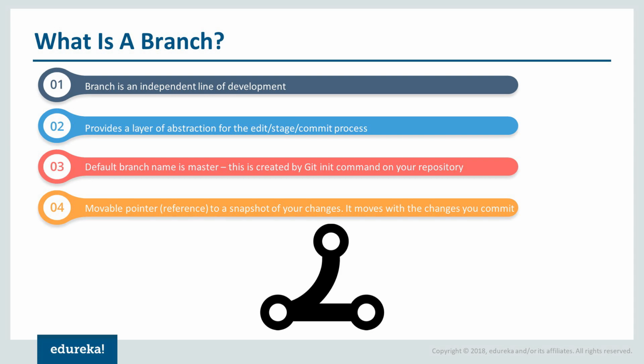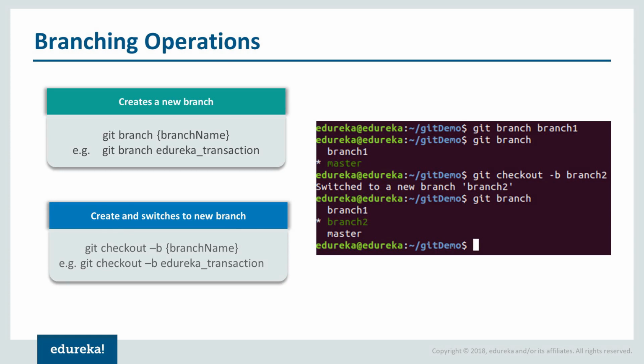The default branch name is master. This is created by the git init command on the repository. A branch is a movable pointer to a snapshot of your changes, and it moves with the changes you commit. So these are the branch operations.